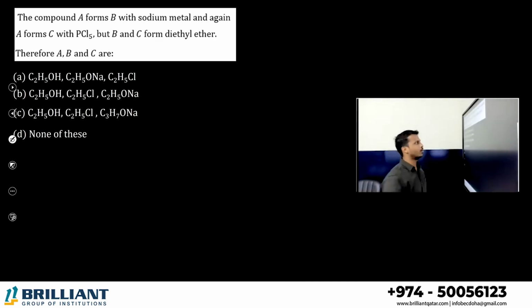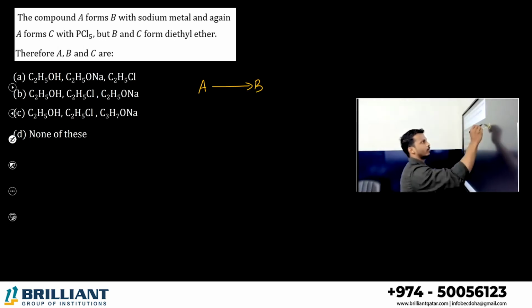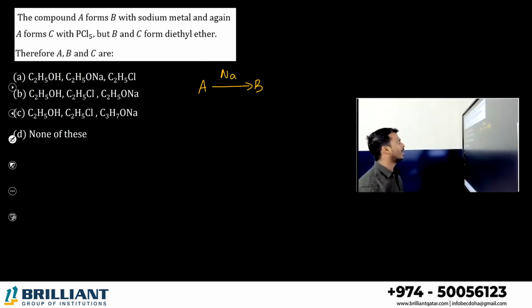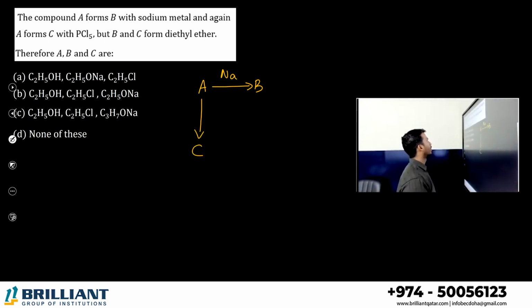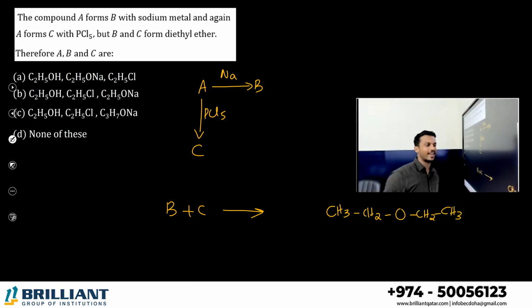Compound A forms B with sodium metal. And again A forms C with PCl5. But B and C combine together and form diethyl ether. What is diethyl ether? This is an ethyl group, and this is another ethyl group, in ether. Right? Diethyl ether. Okay, fine. What are the compounds A, B, C?